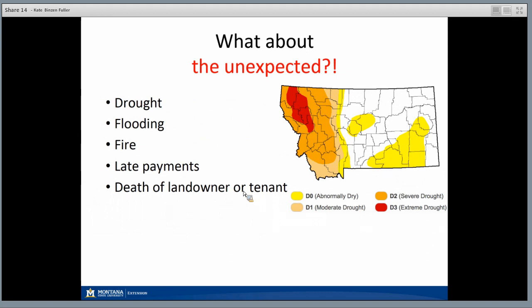We've seen a number of natural disasters in recent years. This is a drought map from a few months ago, where you can see pretty bad drought in the northwest part of the state. We've seen flooding. I just showed you a picture of that. Seen a lot of fire in recent years. But other things like late payments and the death of a landowner or tenant, those are things you're going to want to cover as well.